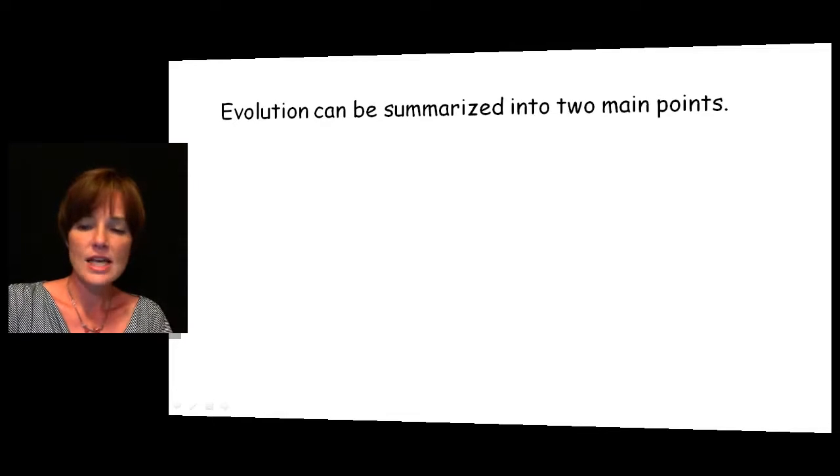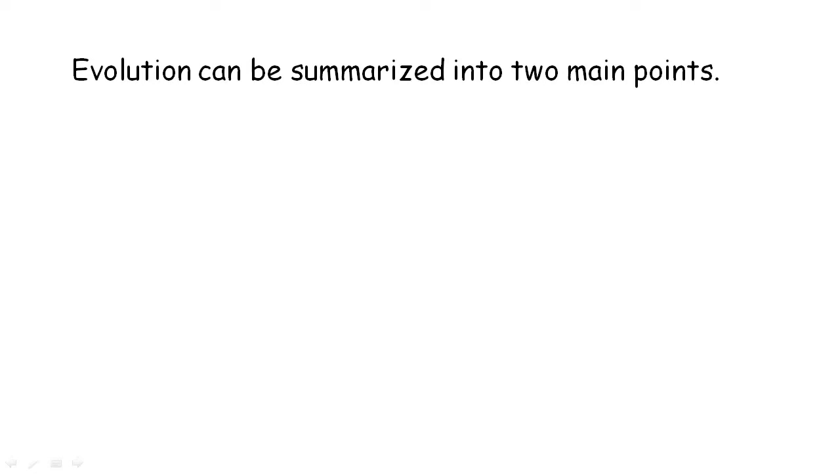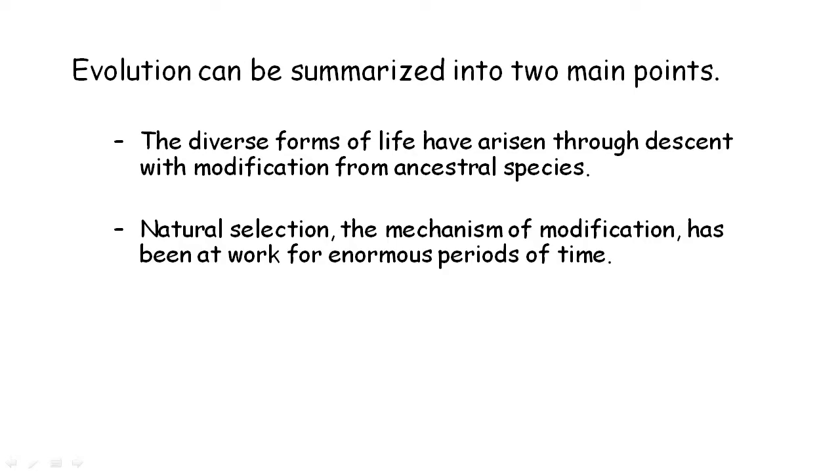So when all is said and done, as we get through this first chapter, evolution can be summarized in two main points. We have a lot of different life forms here on the Earth's surface, and this diversity of life that we have around us has arisen through descent with modification from an ancestral species. Now, the process or the mode of action for all of this to take place is natural selection. So natural selection is the mechanism for descent with modification, as Darwin called it, and it's been at work for an enormous period of time.